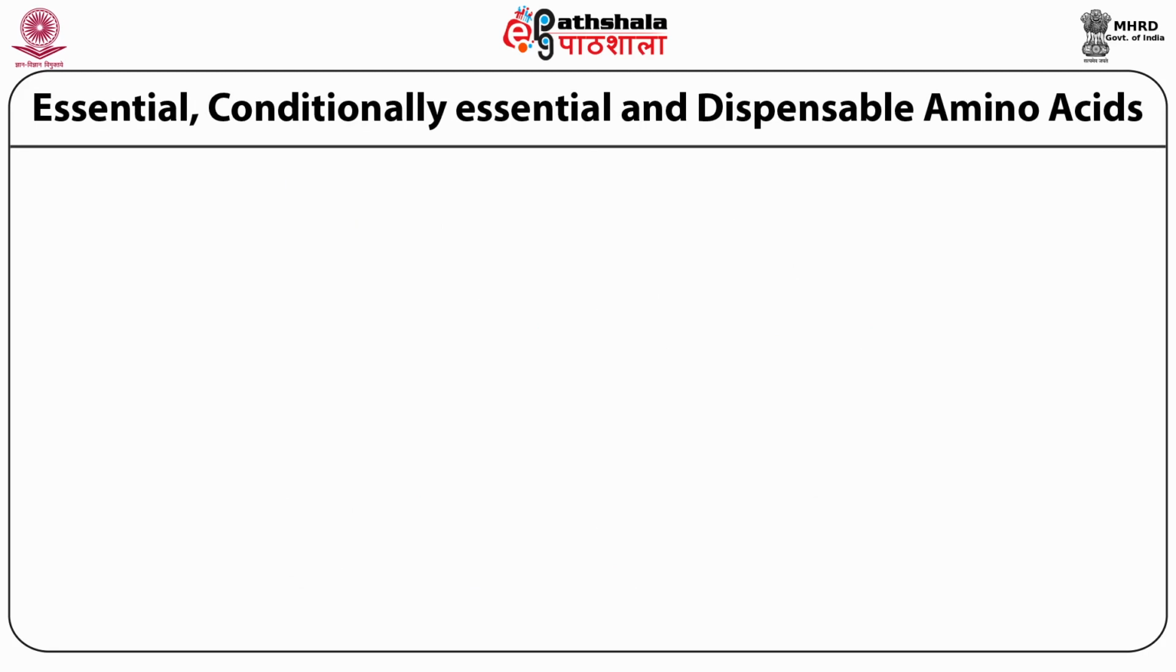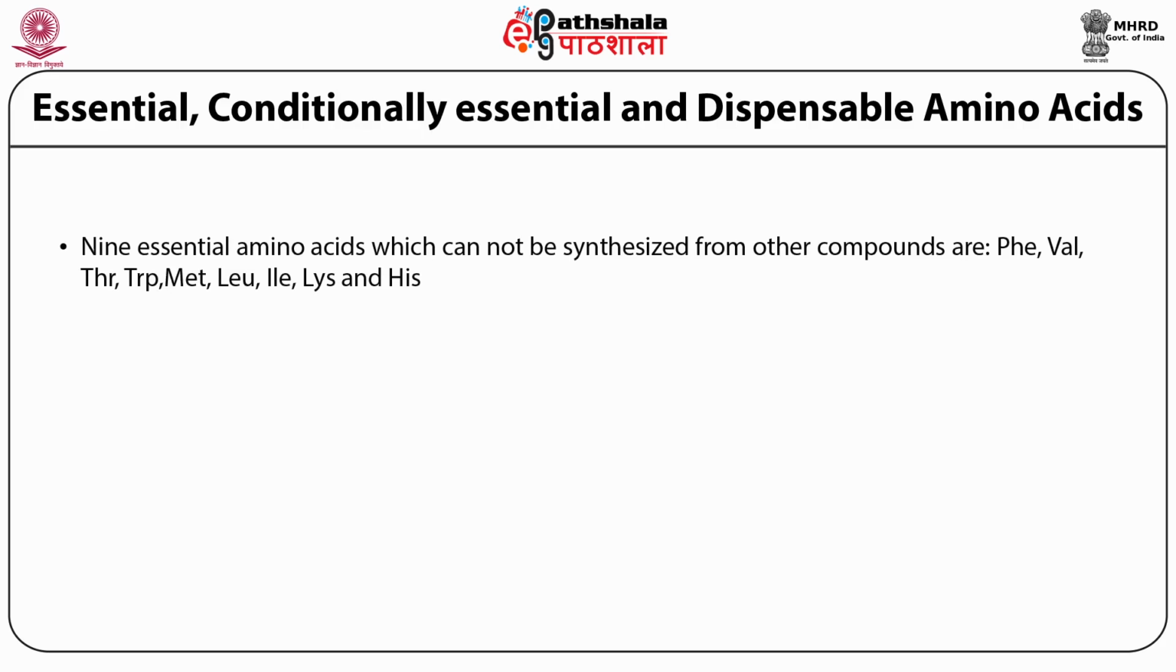Essential, conditionally essential, and dispensable amino acids. The 9 essential amino acids which cannot be synthesized from other compounds are Phe, Val, Thr, Trp, Met, Leu, isoleucine, lysine, and histidine. Our body cannot synthesize them, so they have to be given through the food or supplements.